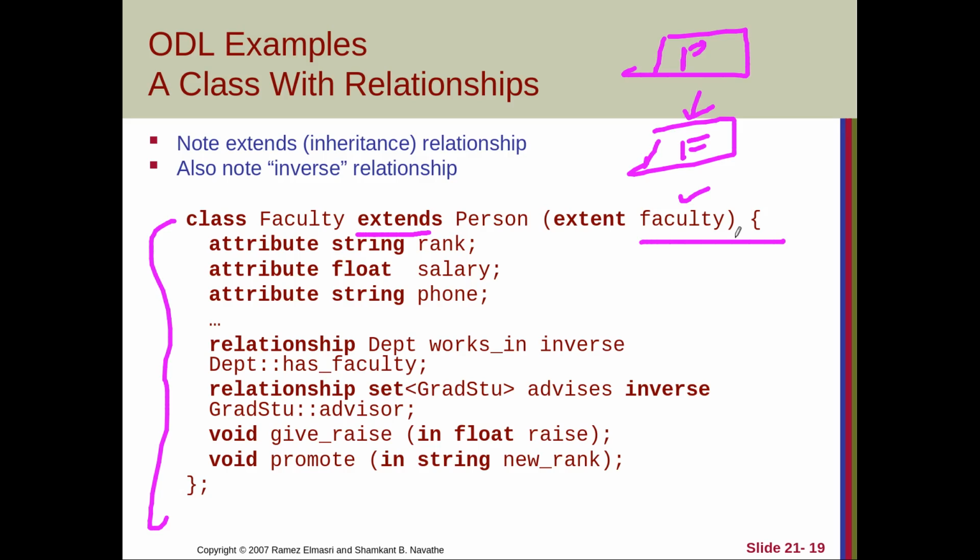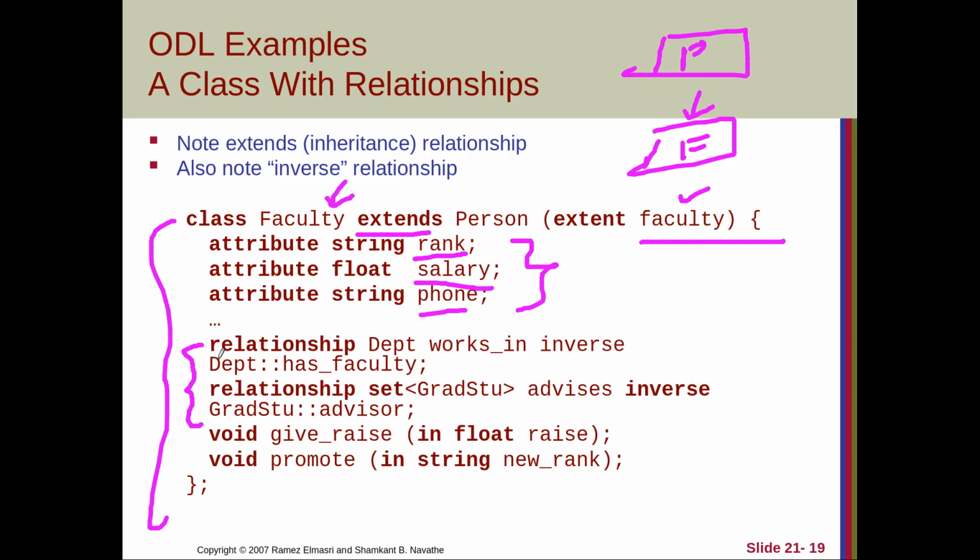Then opening curly bracket, then the first attribute, which is string type, attribute name is rank. Then the second attribute, float type, salary. Then another attribute, string type, font. So three attributes are declared inside the class faculty. Then we can see the two relationships that are possible within this class faculty, or whichever objects are created based on the faculty class.